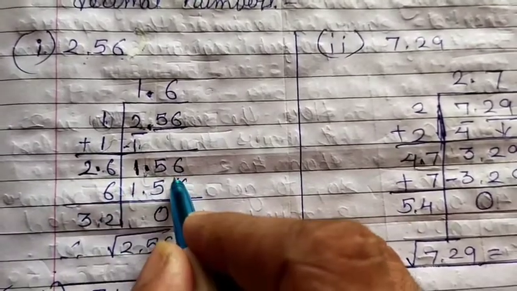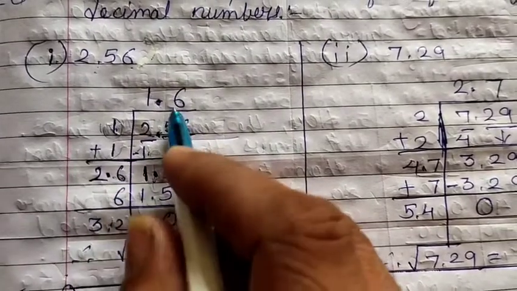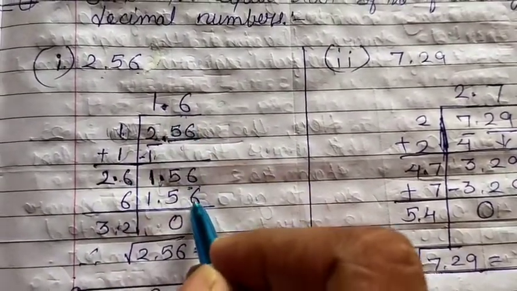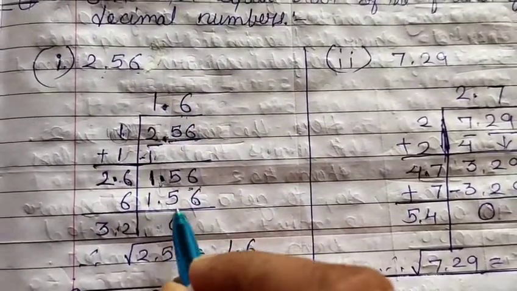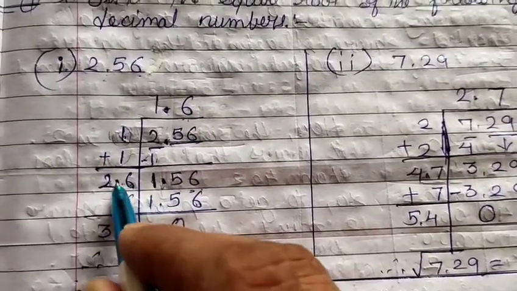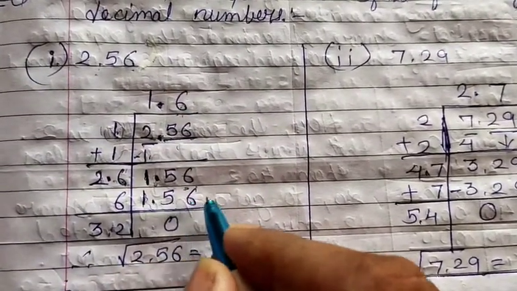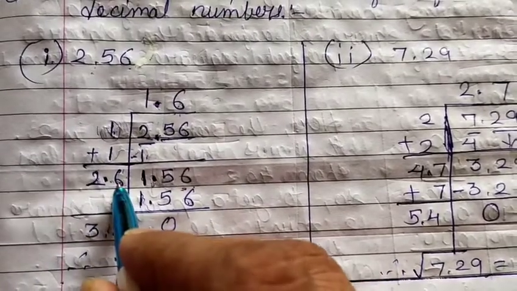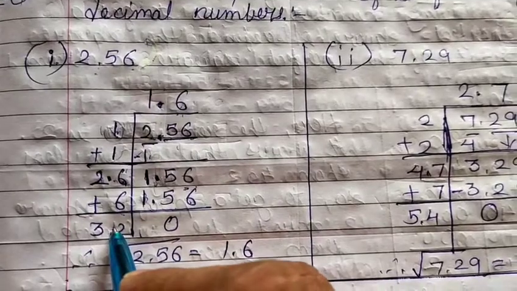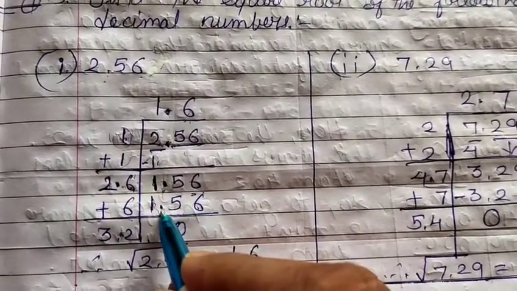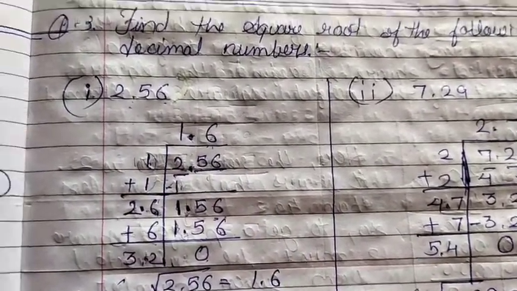Obviously the unit digit is 6, so try with 6. If you are taking 6, with 6 only you have to multiply: 6 6s are 36, carry 3, and 6 2s are 12, 12 plus 3 is 15. So 2.6 into 6 gives 1.56. Now whatever value you have taken over here, the same value you have to add, so that it will become 3.2. Now when you subtract 1.56 minus 1.56, you will get 0. That means the root of 2.56 is 1.6.